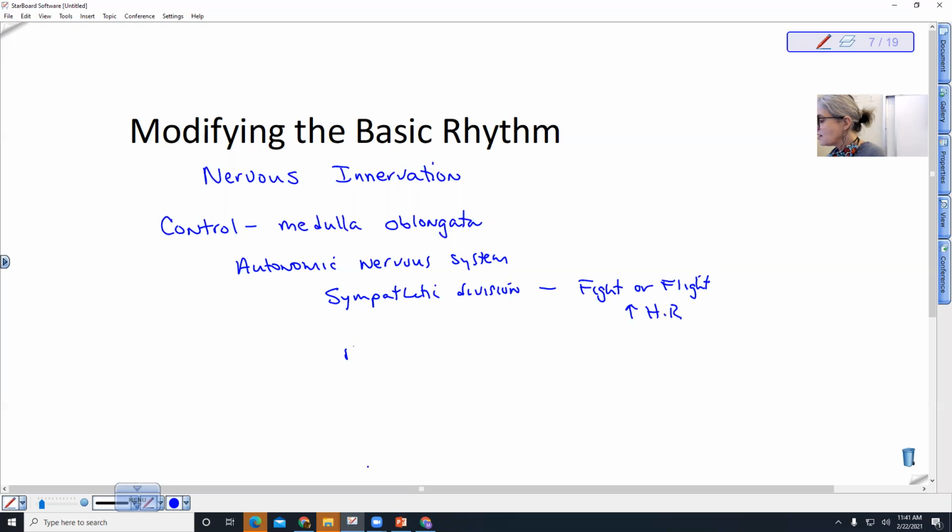Then we have the parasympathetic division. And so this would be rest and relaxation, rest and digestion. Okay, so that's going to decrease your heart rate. Both of these systems act in coordination to either increase or decrease your heart rate.